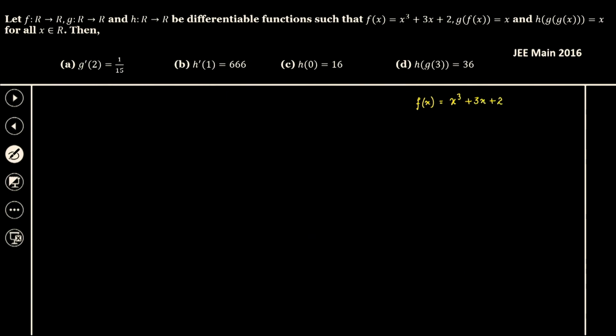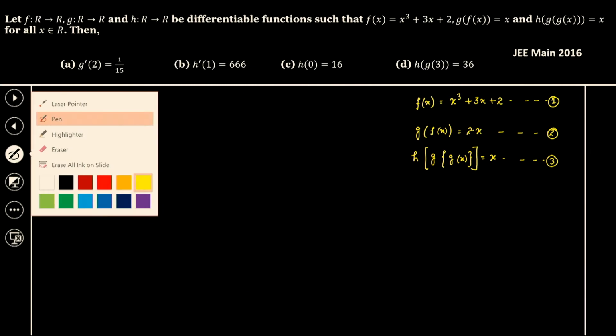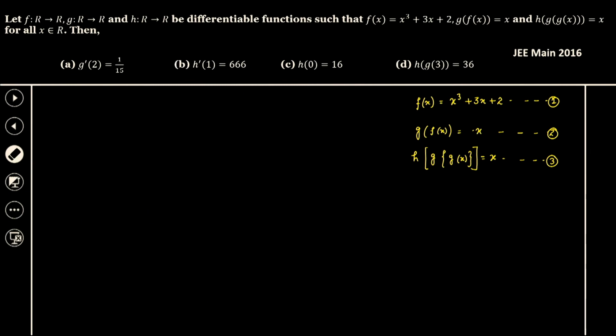And let us write down that g of f(x) is equal to x, and h of g of x is equal to x. I just named these equation number 1, equation number 2, and equation number 3. That's it. Now for this particular problem, we have to take care of all the options, right?